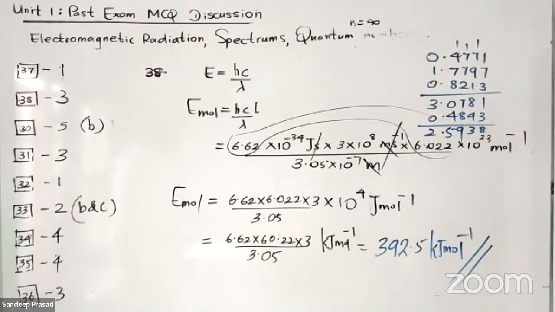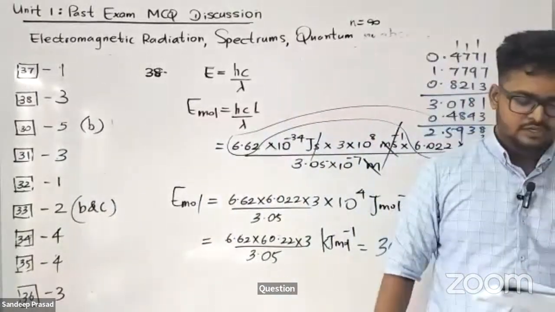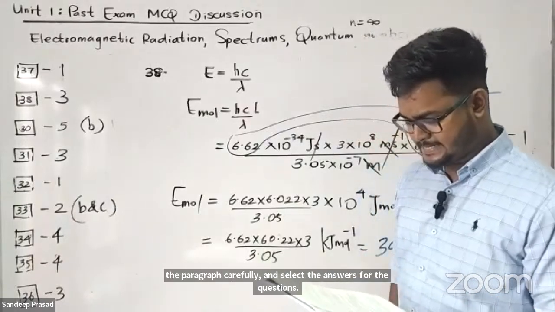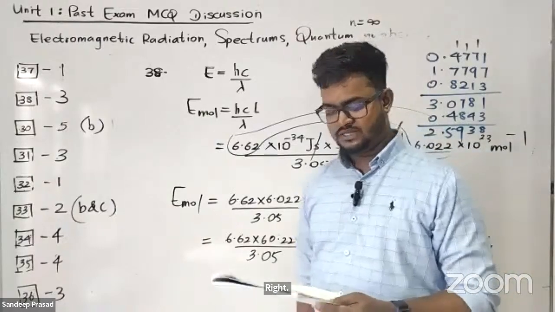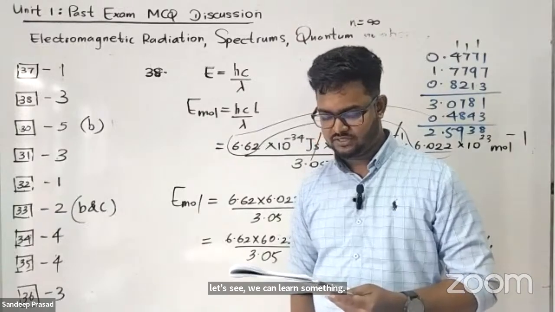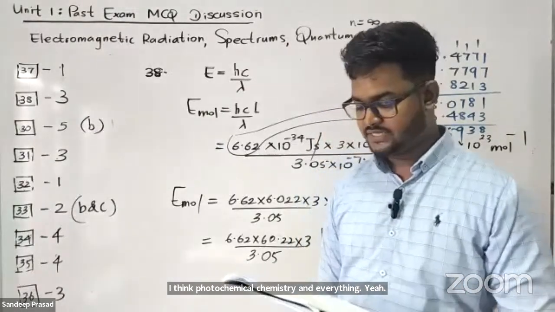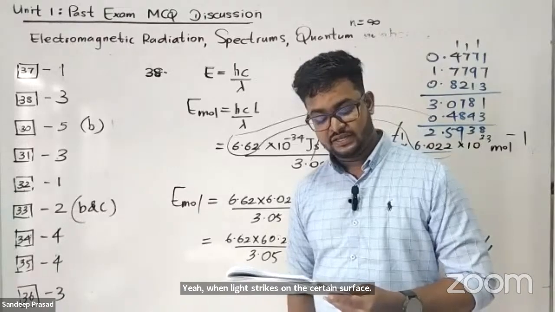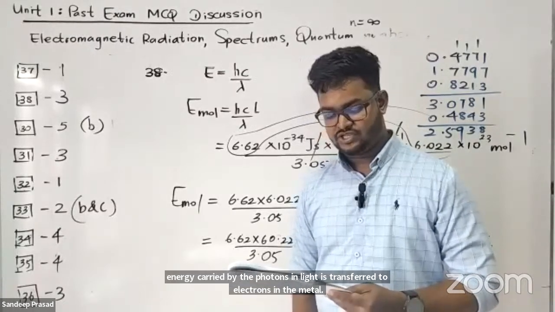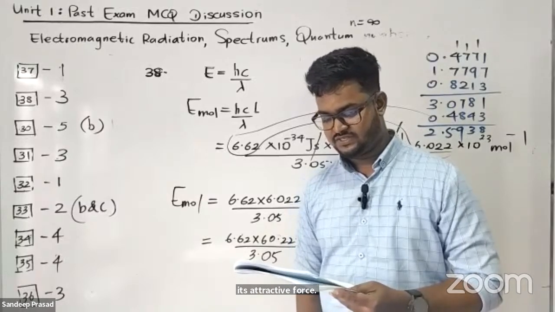Right, okay. Question number 39 and 40 are based on the following paragraph. Read the paragraph carefully and select the answers for the questions. Actually, reading this paragraph is not that much compulsory, but we can learn something about photochemical chemistry and everything. When light strikes a certain metal surface, electrons can be ejected from it. The energy carried by the photons in light is transferred to electrons in the metal. And if an electron acquires sufficient energy to overcome its attractive force with the positively charged nucleus, it may escape from the surface as a photoelectron.